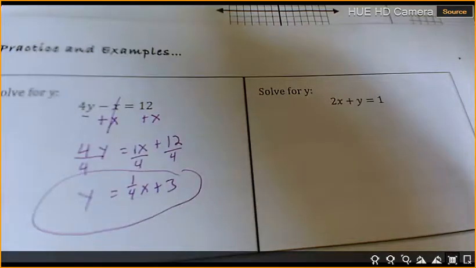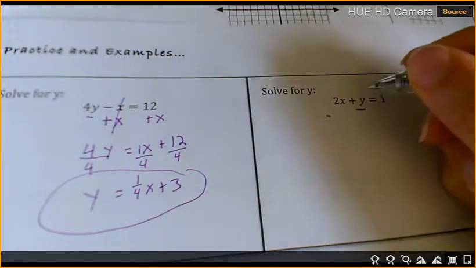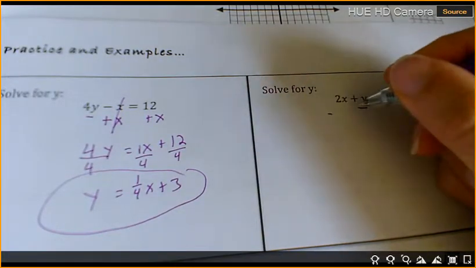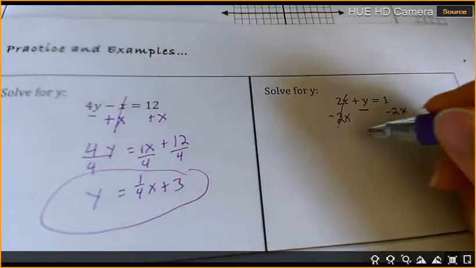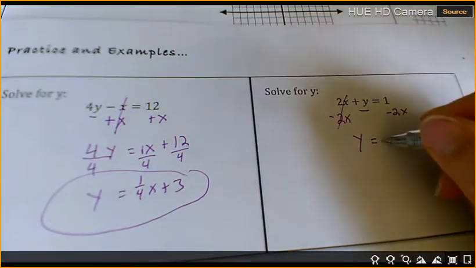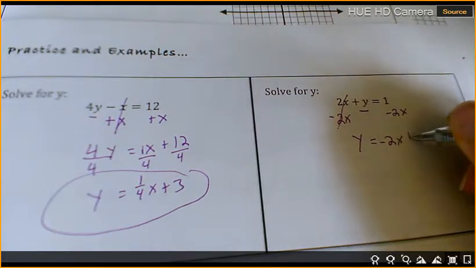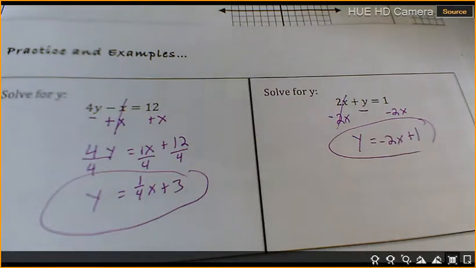Okay. Let's try this one. I think it's even easier. What am I going to do first? Minus, what's in front of that x though? 2x, so we're going to take the 2x to the other side. We always get anything added or subtracted to the other side, and so in this case we always get the x to the other side. Sometimes it might be a negative x. So y equals negative 2x plus 1, right?